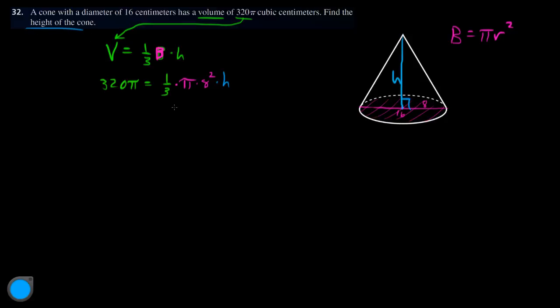So let's see. So I'm going to simplify and cancel things out. I guess I'll simplify this first. We could decimalify everything. I'm going to have you guys get a little bit better at this. 1/3, 8 squared is 64, so that's 64 pi times h.